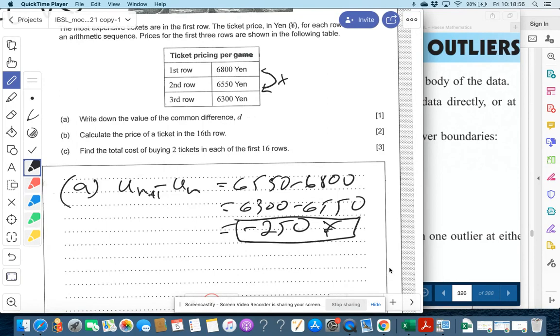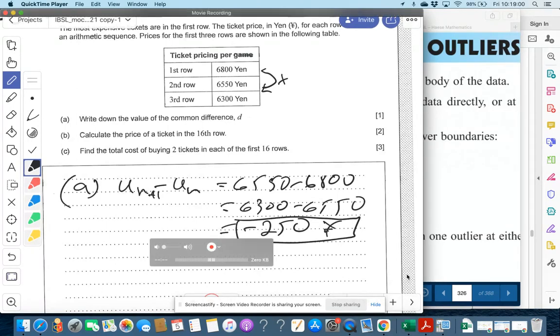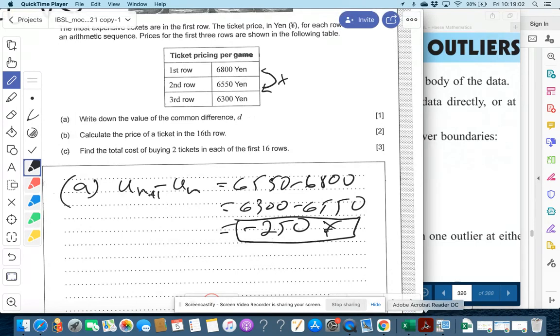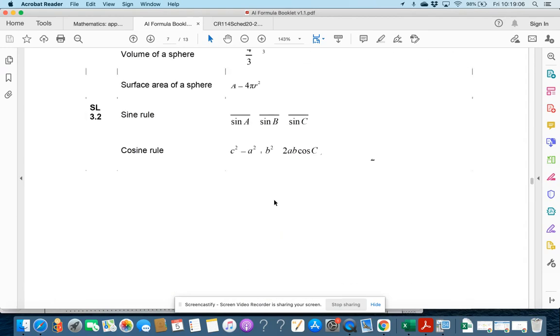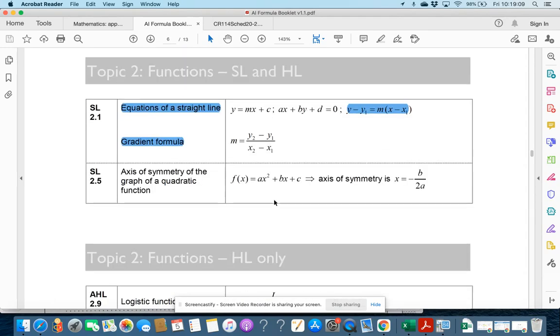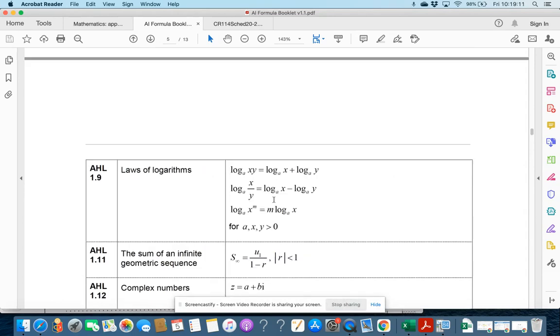All right. Calculate the price in the 16th row. We have a nice formula for that in the formula booklet. Topic 1, I said. So this is page 3 in the formula booklet.